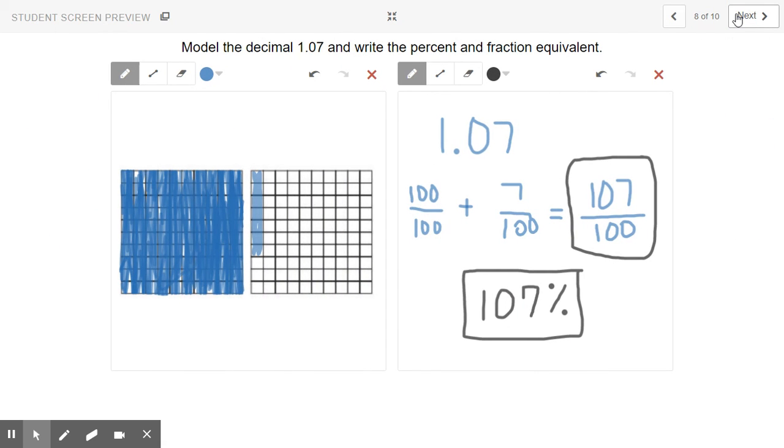Model the decimal, 1 and 7 hundredths, and write the percent and fraction equivalent. So I shaded 1.07, which means 1 whole and 7 out of 100 of the next one. So if you look at 1.07, 1 whole is 100 out of 100 plus 7 over 100. The fraction equivalent is 107 over 100. And then the percent equivalent is 107%.